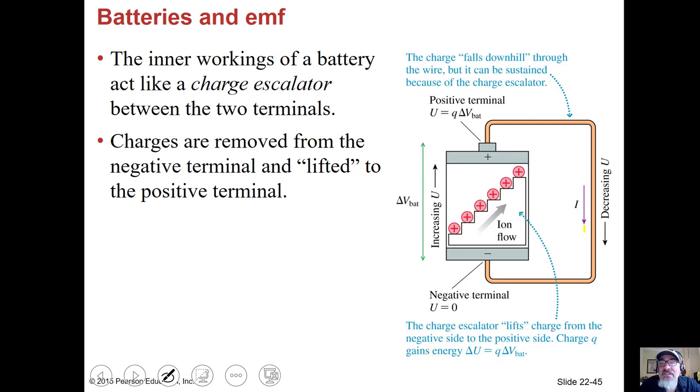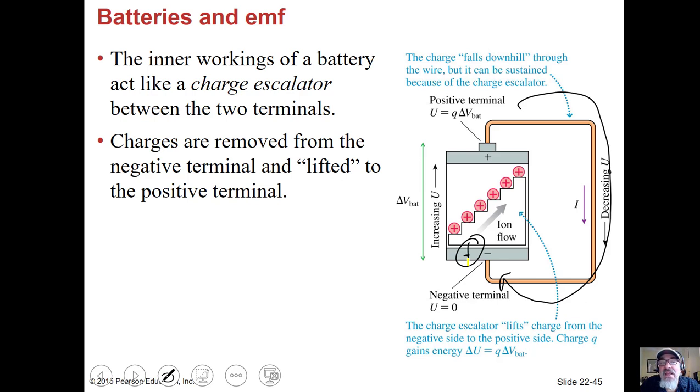We're going to take positive charge and move it from this side. It doesn't want to leave here. We're going to put it to the other side, and then it's going to go downhill through the wire back to where it wants to be. So it doesn't want to go there. It doesn't want to go from down here to up there. So how does it actually do that?